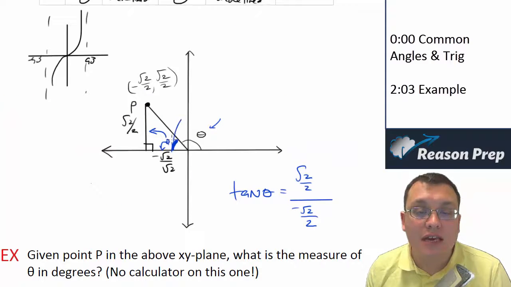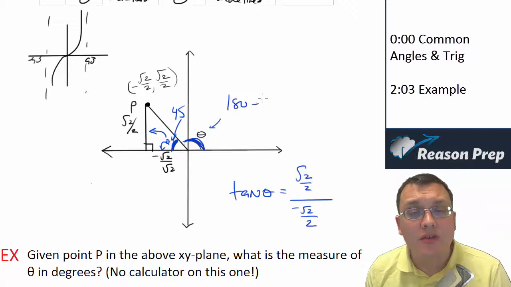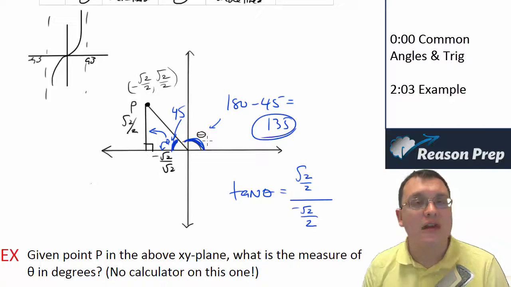Now, if this thing right here is 45, what we're actually looking for is this angle. This whole thing is 180. So 180 minus 45 equals 135, and that would be the final answer.